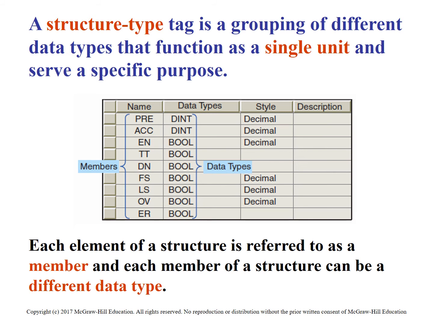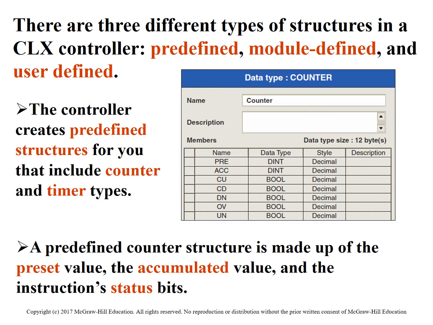The structures, here we are. We've got structure type tags, a grouping of different data types that function as a single unit and serve a specific purpose. So here we're looking at, for instance, what looks like a counter, I think. Timer timing, timer enable, done bit, overflow. It could be a timer, I suppose. Preset, but these are just different data types, even inside a timer or counter format. We'll be getting into that more in the future.